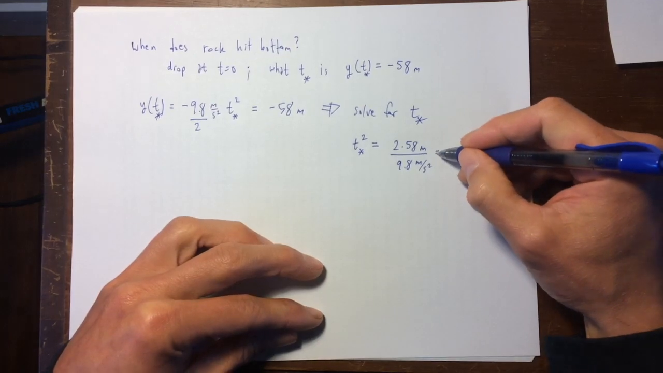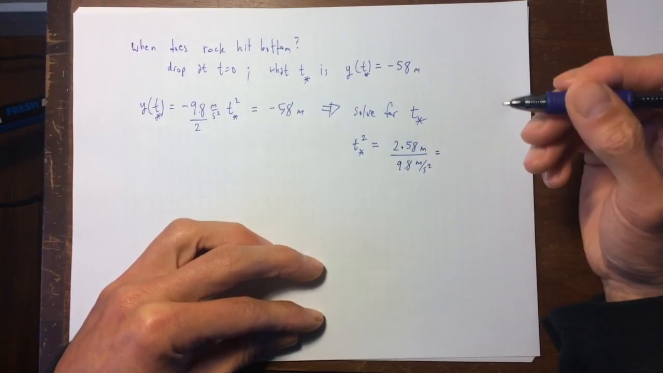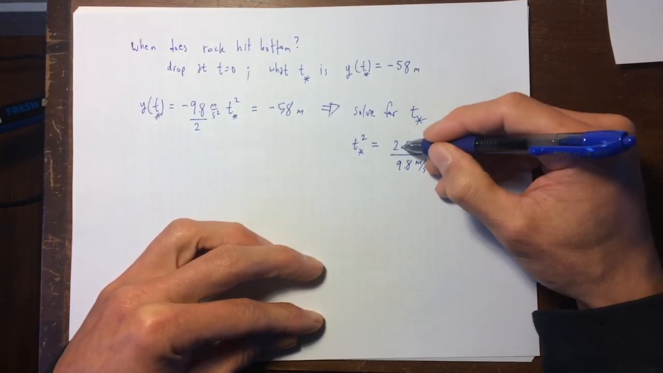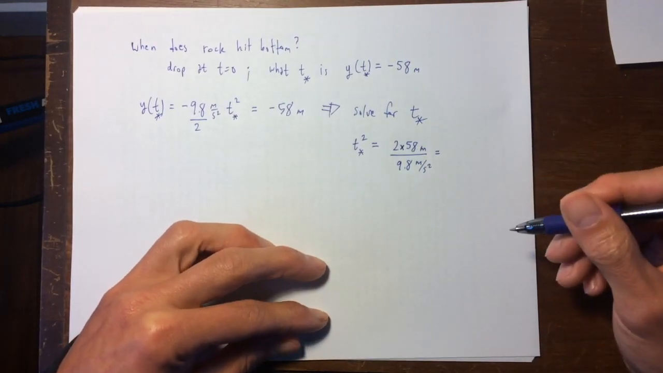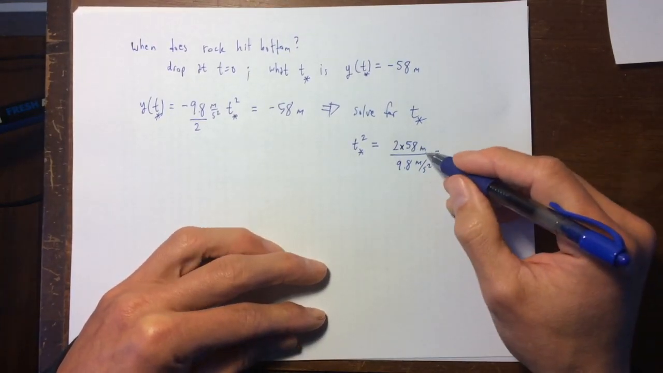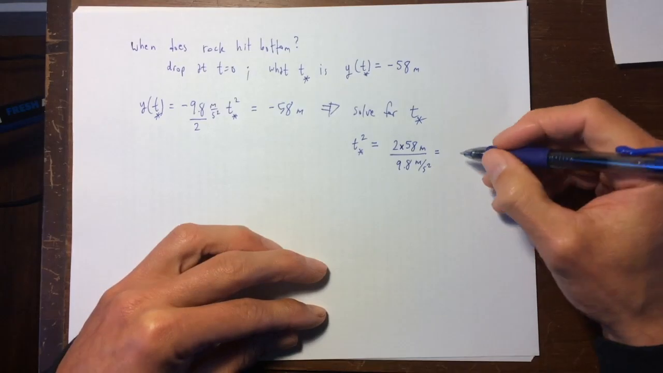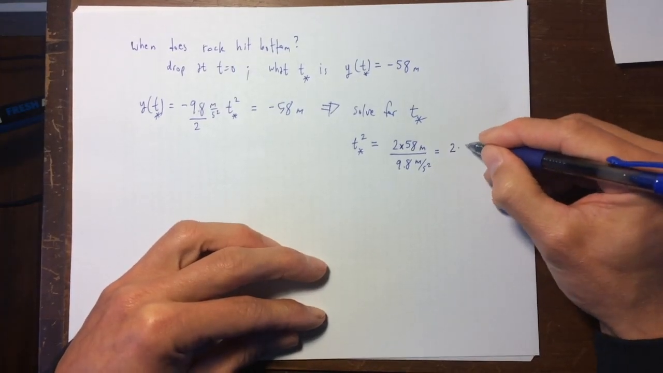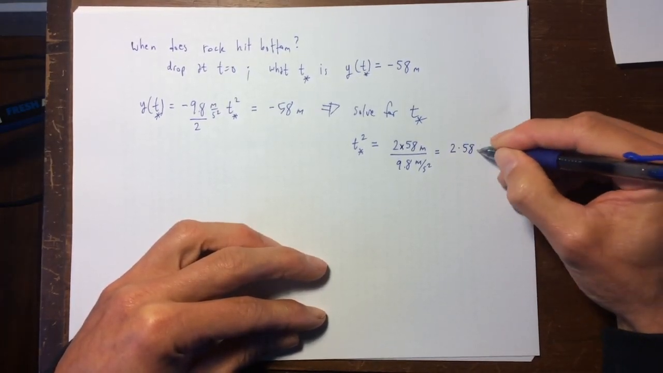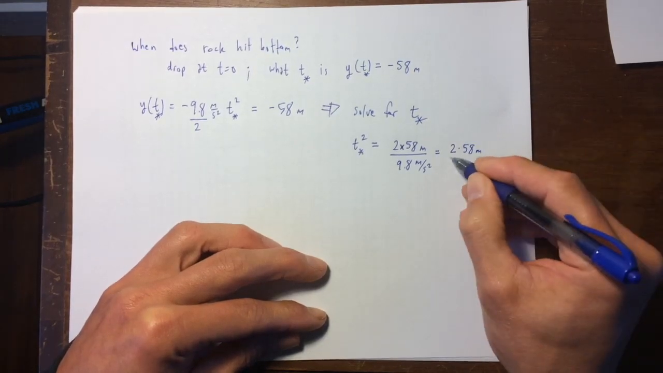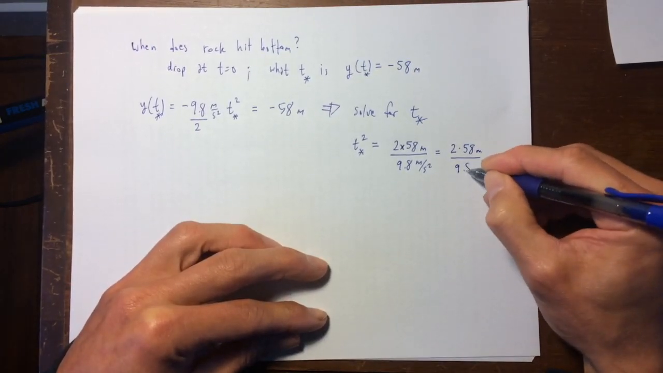But let me do something. So this is 2 times 58, not 2.58. So let me put a little x there. So 2 times 58 meters. Let me just rewrite it. So 2 times 58 meters divided by 9.8.